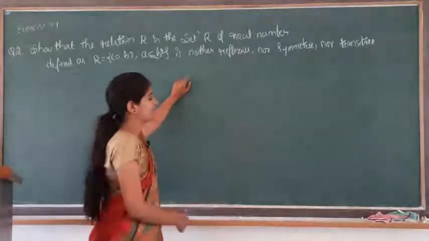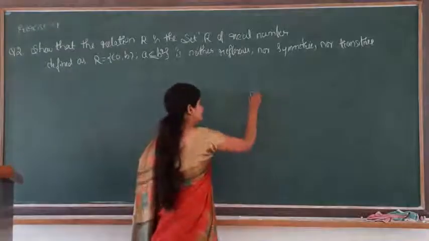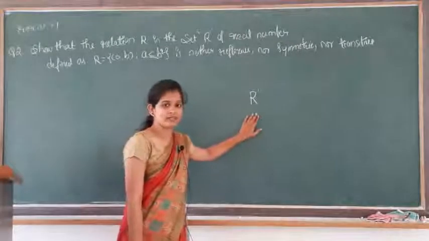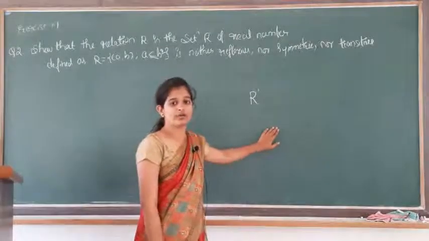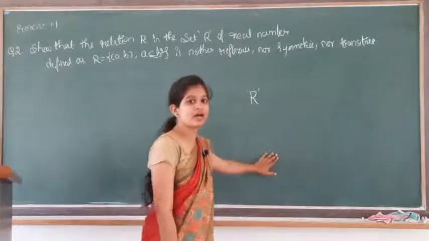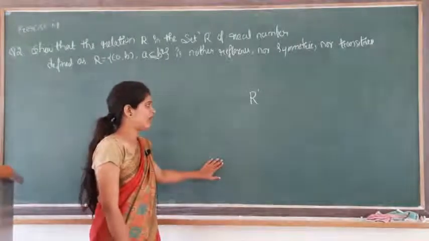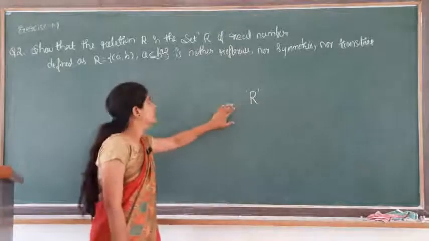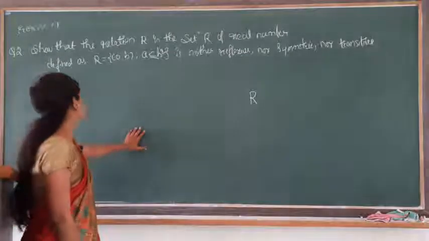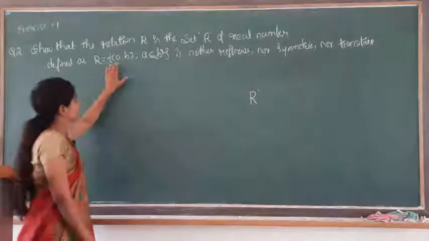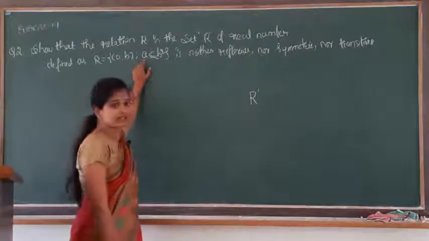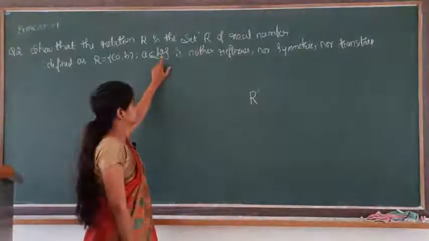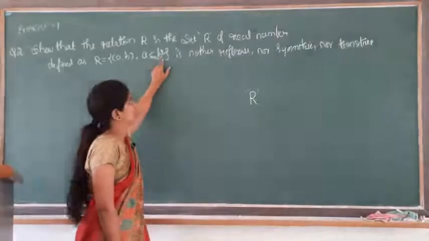Real numbers. The real number set is denoted as capital R and it includes all natural numbers, whole numbers, integers, rational numbers and irrational numbers. All numbers are included in the real numbers except complex numbers. The given set is the real numbers and the given relation is what? (a, b): the first element must be less than or equal to the square of the second element.